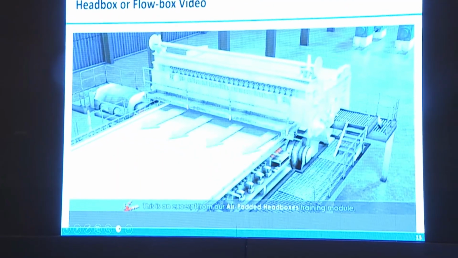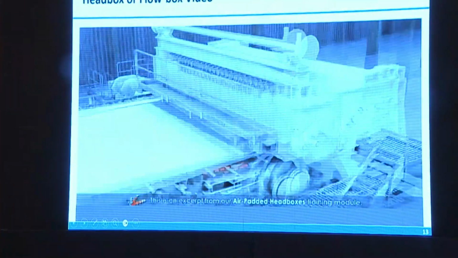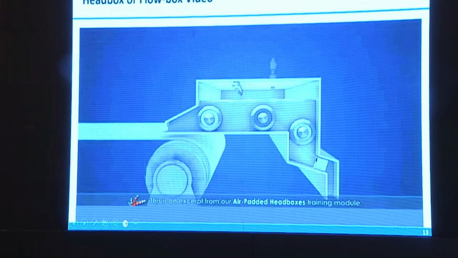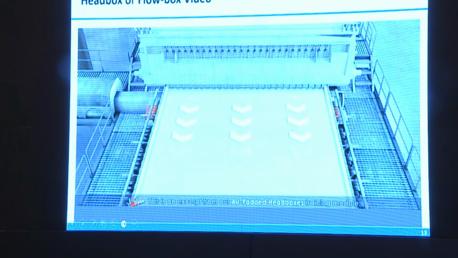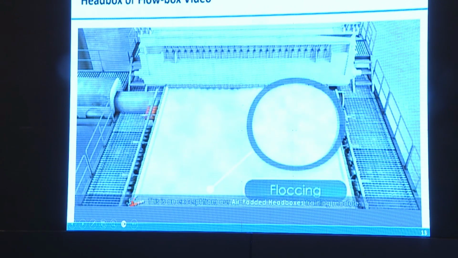Now, this is again a video of a head box. A head box has 4 basic functions. 1. To deliver the stock uniformly onto the forming fabric, also called the wire, in the cross machine direction and the machine direction. 2. To create controlled turbulence to reduce fiber flocking and develop a uniform fiber distribution across the wire. Flocking is the tendency of fibers to clump together.